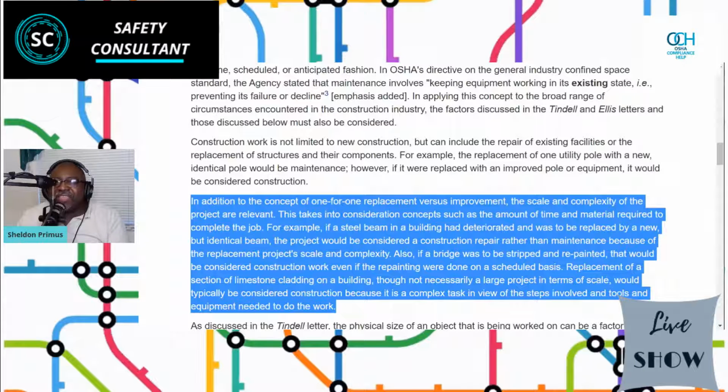So therefore, even though I just said, because we read the paragraph before, that equipment was maintenance, they're now making a new delineation that says, even though it's the same material, we actually think this now is construction because it's a more complex job. So now you have another consideration to make as to, am I going to be here as the safety officer regulating these guys with 1910, or am I going to be regulating them with 1926?